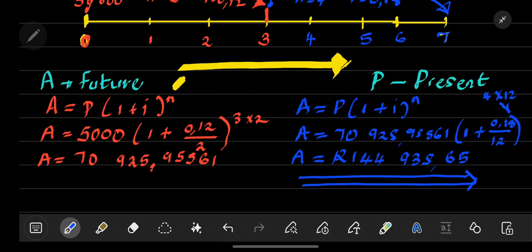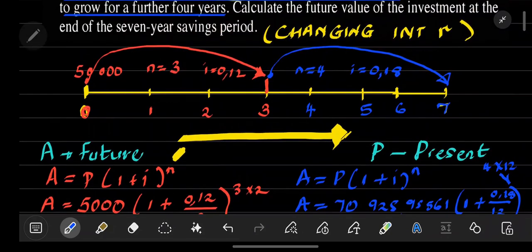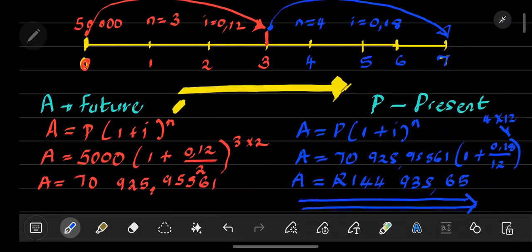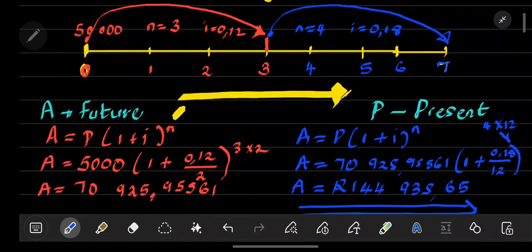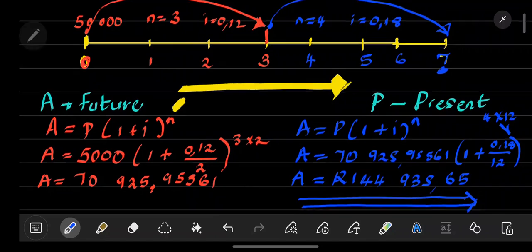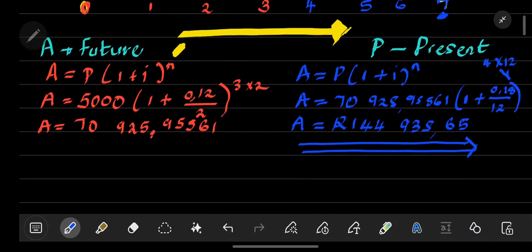So notice that we didn't just do it straight. What happened is that we did the first few years, which is 3 years, and then after the 3 years we started from year 3 and continued to year 7. By year 7, this is all the money that the investment would have accumulated, which is this point here. I hope this helps.